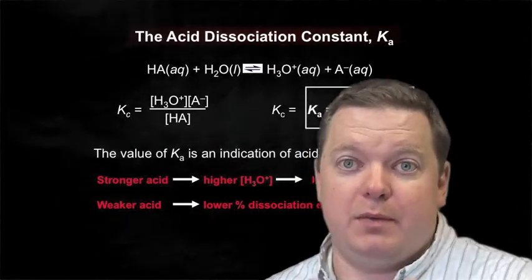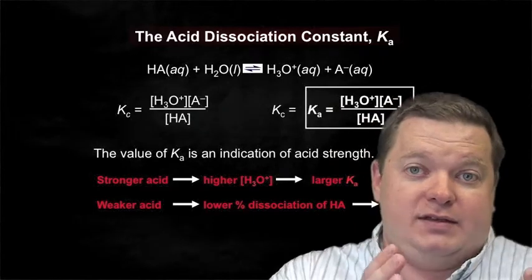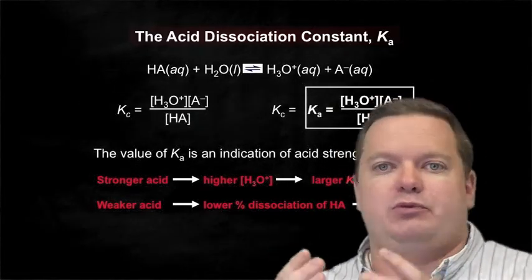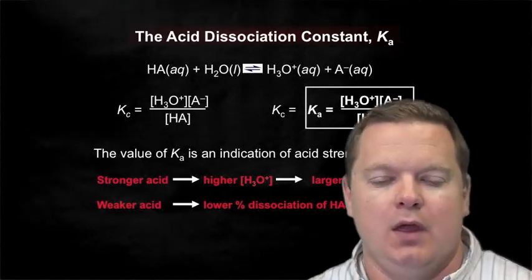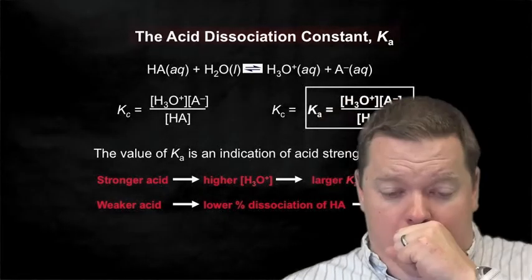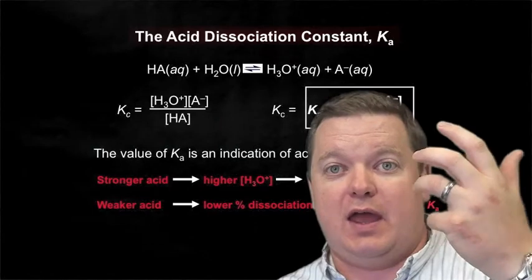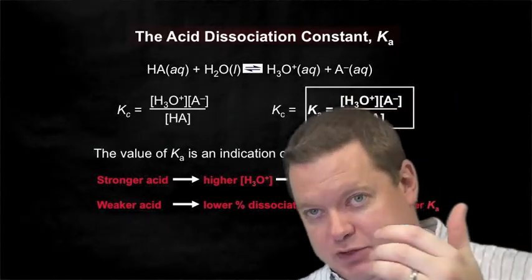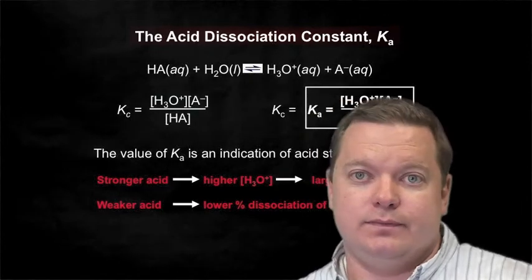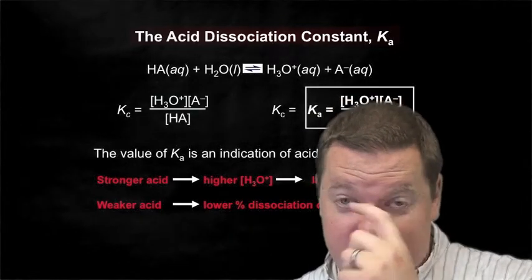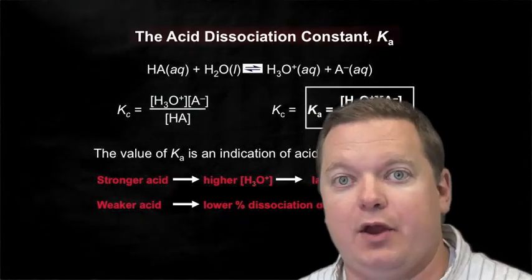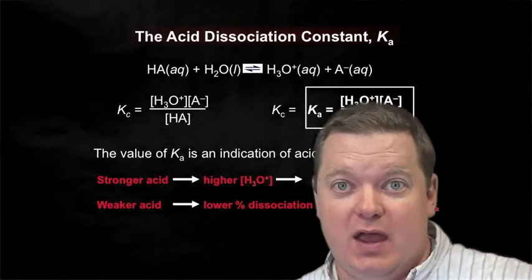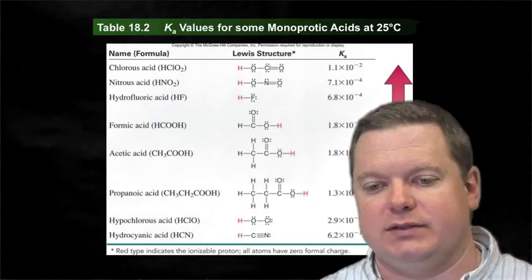So at equilibrium, we can say that Kc is really equal to Ka. It's more specific. This is an equilibrium expression for an acid. Therefore, the larger the value for this Ka, the stronger that acid is going to be. The smaller the value, the more negative that exponent, the weaker the acid is going to be. So there's a direct relationship between the size of Ka and the strength of the acid.